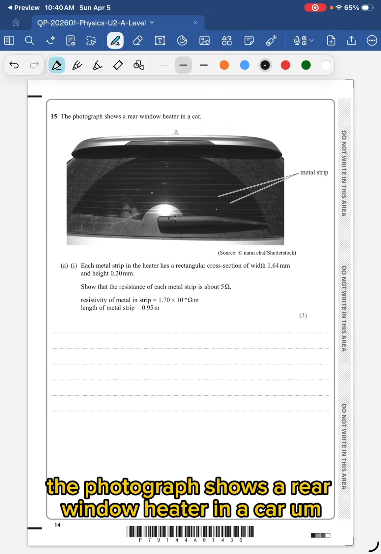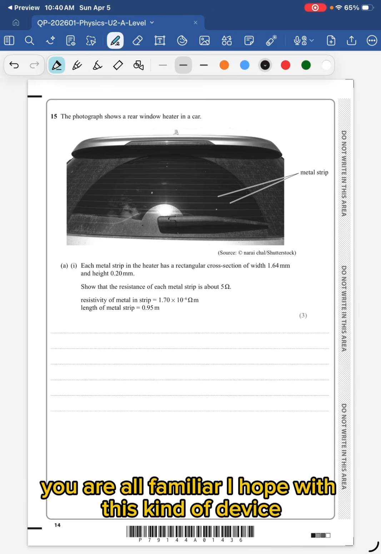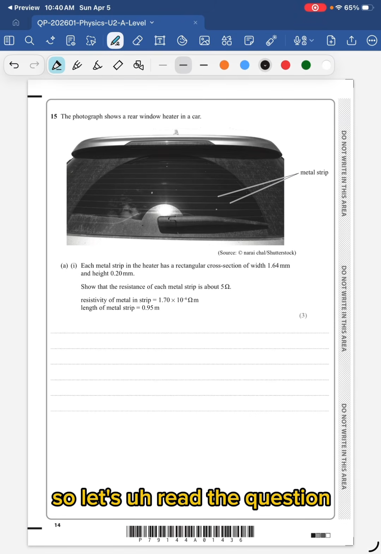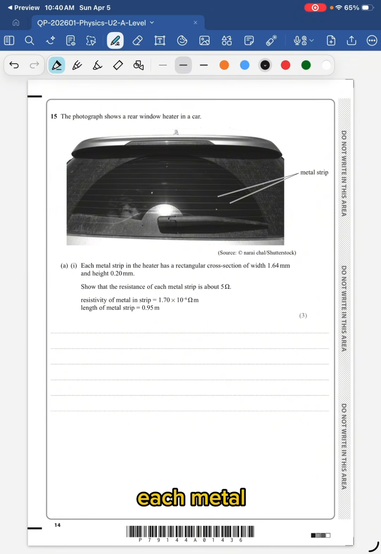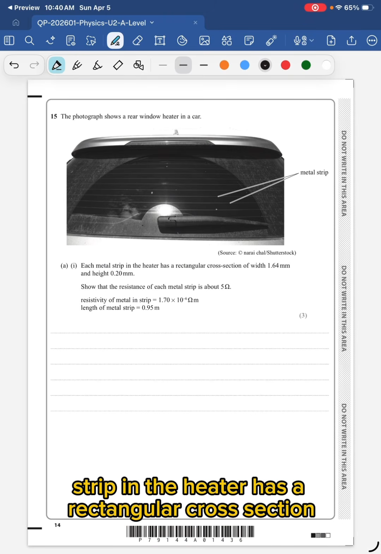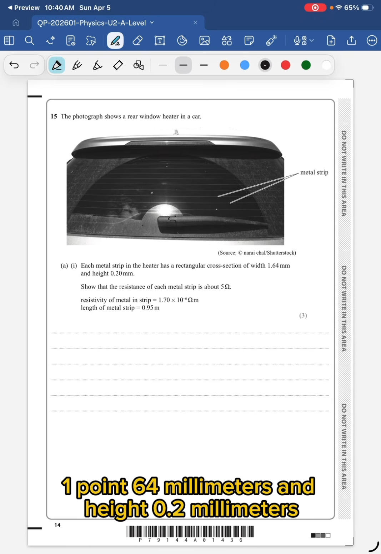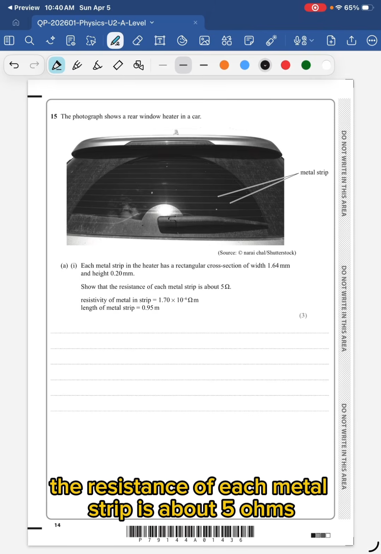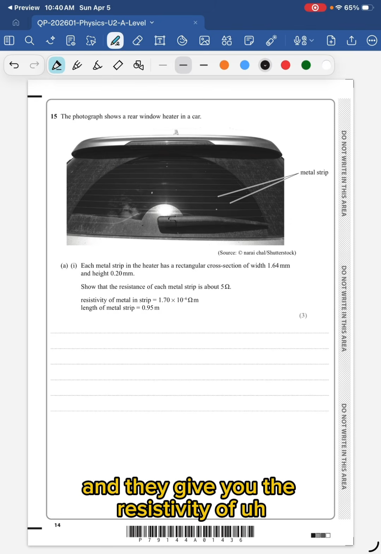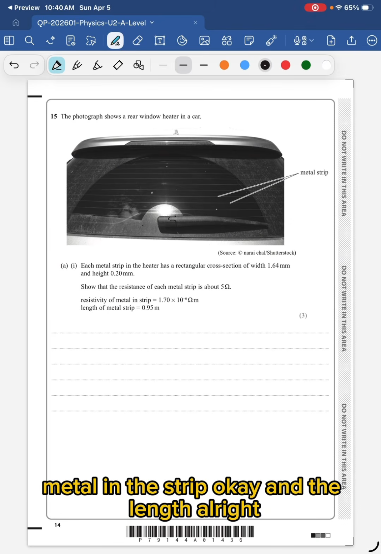15. The photograph shows a rear window heater in a car. Okay, we see the metal strips. You are all familiar, I hope, with this kind of device. So let's read the question. Each metal strip in the heater has a rectangular cross-section of width 1.64 millimeters and height 0.2 millimeters. Show that the resistance of each metal strip is about 5 ohms. And they give you the resistivity of metal in the strip, okay, and the length.